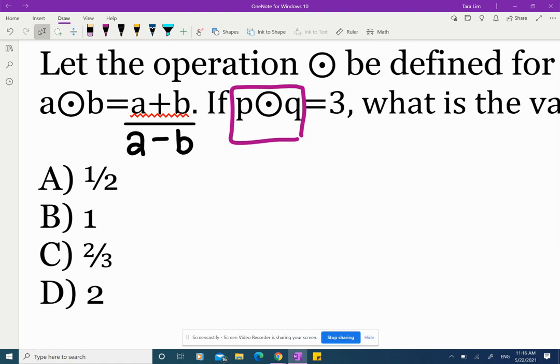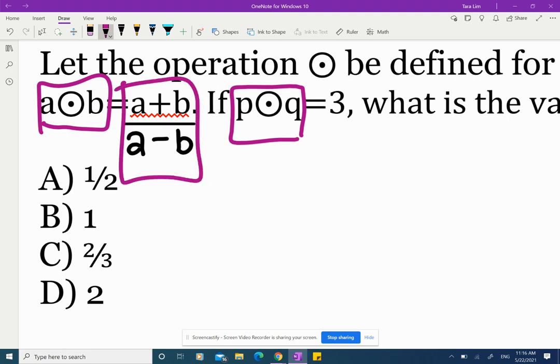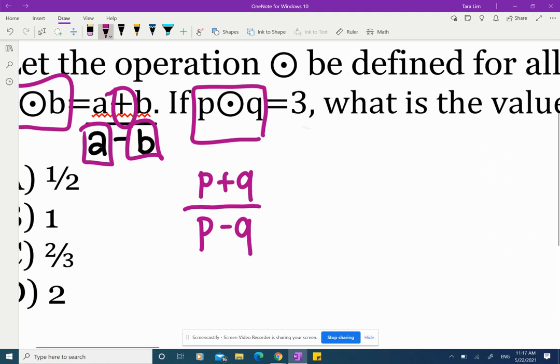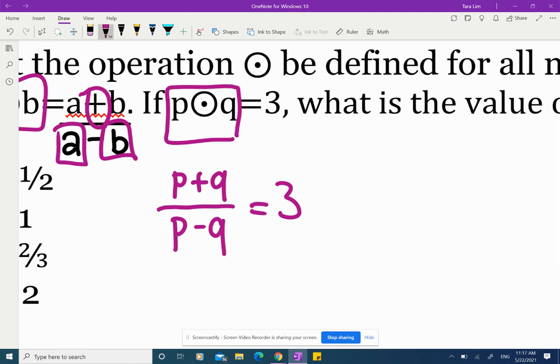So p operation q, we know that a operation b is a plus b over a minus b. And now we're having p operation q. So that is going to be exactly like this, but instead of a and b, it's going to be p and q. So p plus q over p minus q, which is equal to 3.